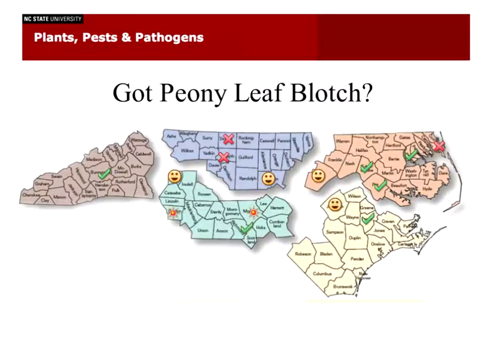All right, the sunburst, not sure what the meaning is there. If you click on that sunburst, you can change it to one of the other symbols to let us know. Again, green check if you've seen this disease, smiley face if you have peonies but have not seen the disease, and red X if you don't have peonies around.